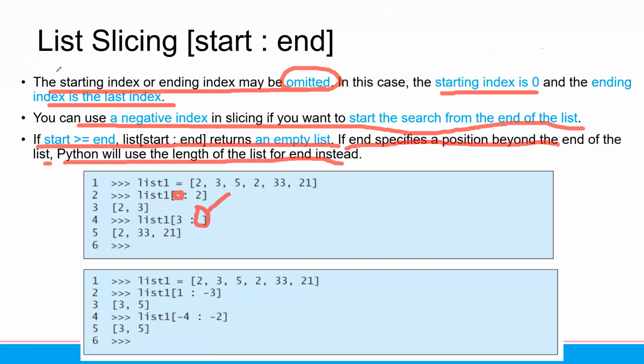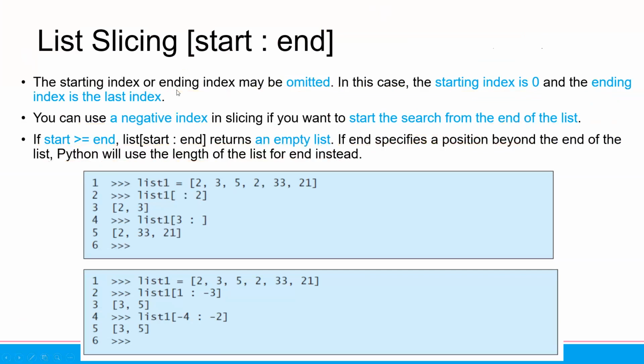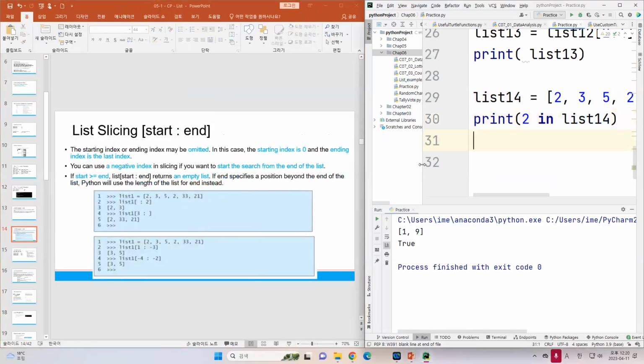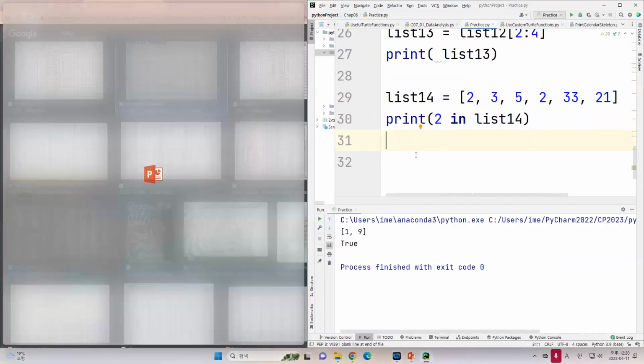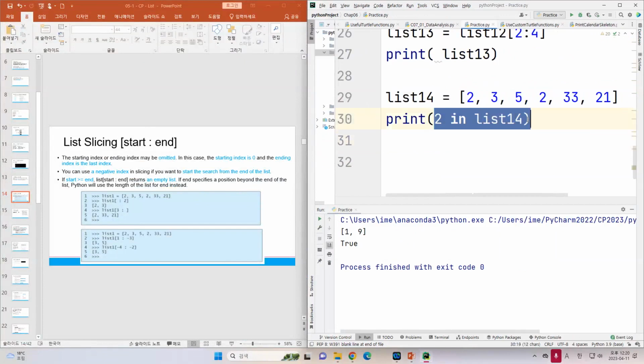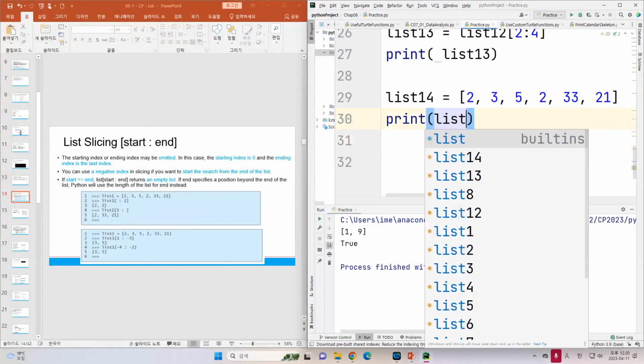So, for example, we have list 14. Now I have list 14.